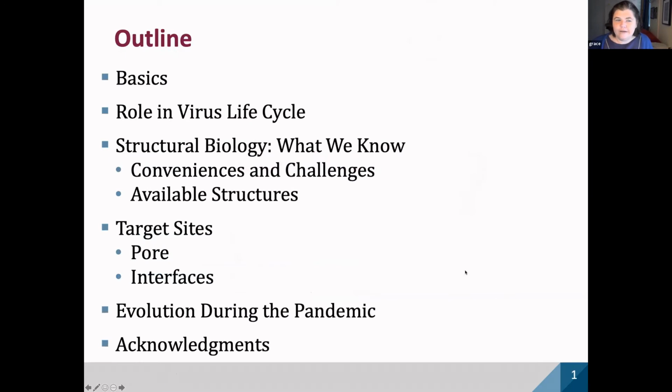The outline of the talk: I'll give some basic information, the role in the virus life cycle. For the E protein, there is really not that much structural biology information that we have, which is a little bit surprising because it is a small protein. It seems like it should be relatively straightforward, but as of the last week or so, the number of structures that we have for the full pentamer has doubled, because we have an additional one.